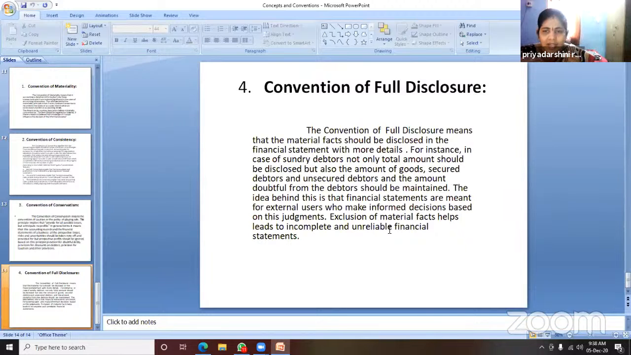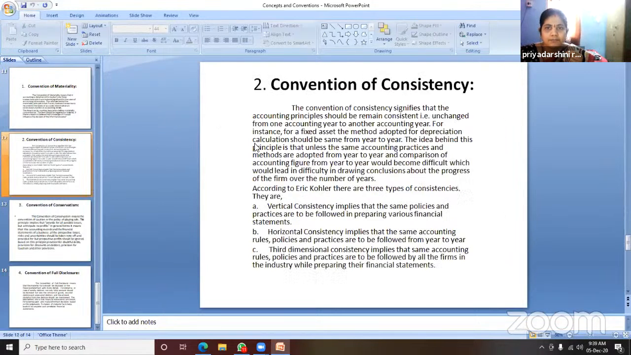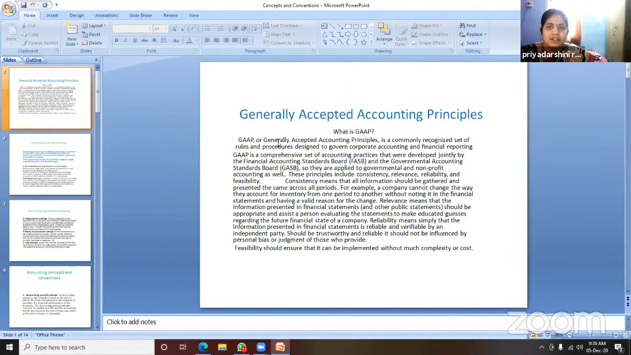We should not hide any facts. Whatever the material we disclose, there must be transparency. It should maintain transparency, crystal clear. There is no hiding of the information. So these are regarding the concepts and conventions. We have discussed what is GAAP, generally accepted accounting principles, and the conventions. Concepts, we have 9 concepts and the conventions are 4 conventions.